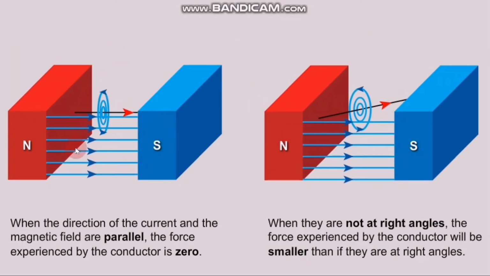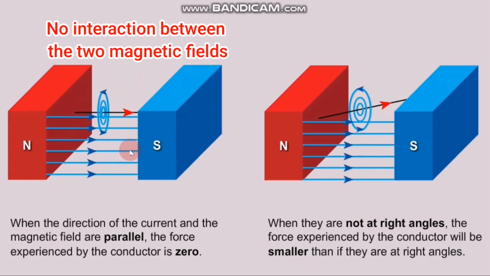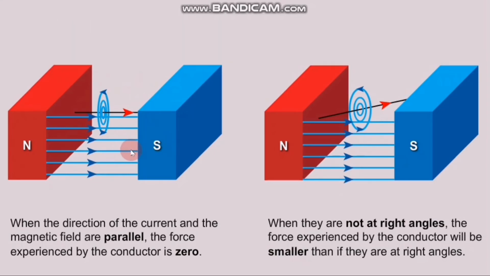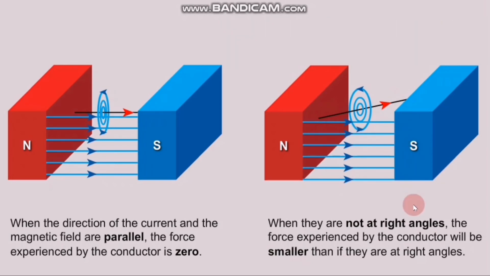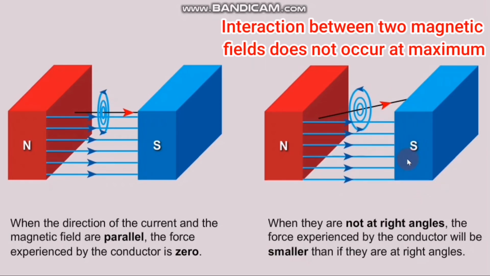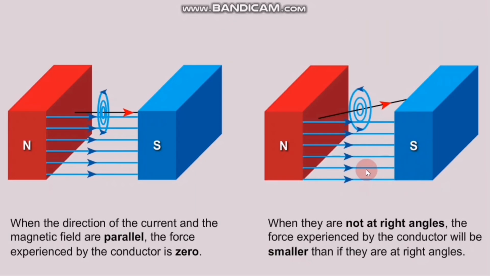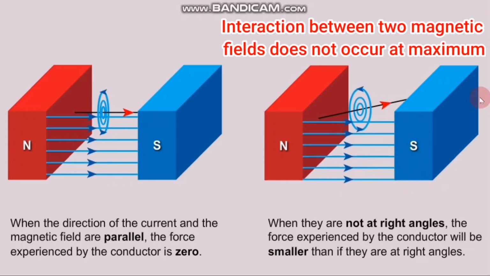Okay, for the next activity, I want you to observe these two diagrams. The diagram on the left shows that when the direction of the current and the magnetic field are parallel, the force experienced by the conductor is zero, meaning the conductor moves nowhere. While the diagram on the right shows that when the conductor and the magnetic field are not at right angles, the force experienced by the conductor will be smaller than if they are at right angles.